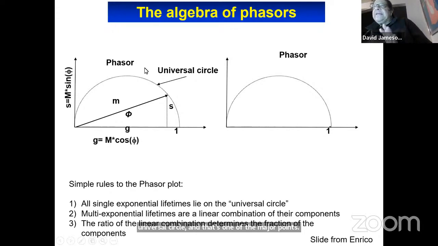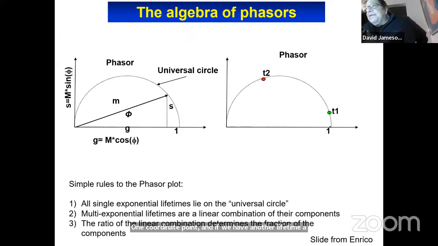If it's not single exponential, it will be inside, or, and I'll discuss this later, if you have some excited state reactions, it can be outside. But the important thing for us, in the majority of cases we're looking at, the lifetimes will be on the universal circle for single exponential decays. For example, let's consider a lifetime tau 1. And the shorter the lifetime, the more it will fall on the circle lower here towards the 0, 1 ordinate point. And if we have another lifetime, a longer component, single exponential, it would be along here.